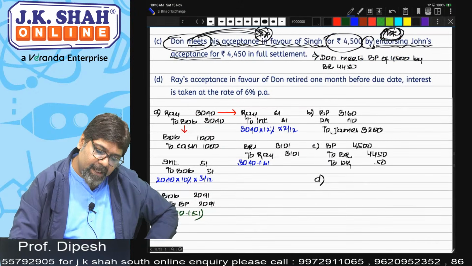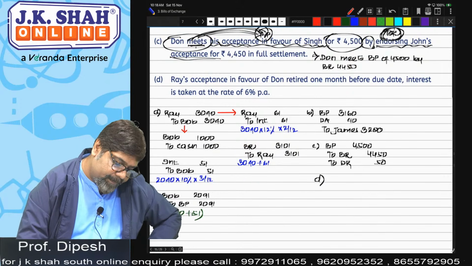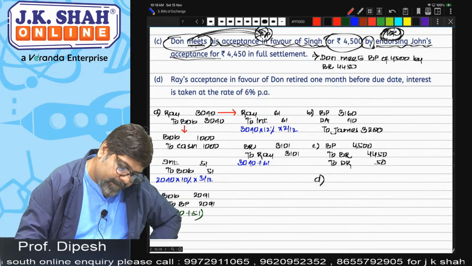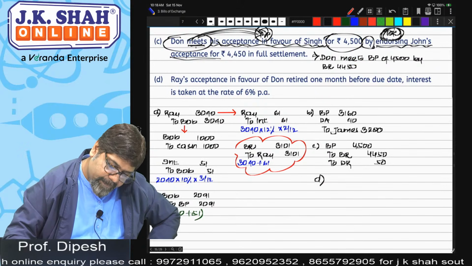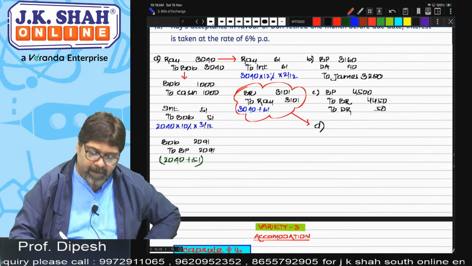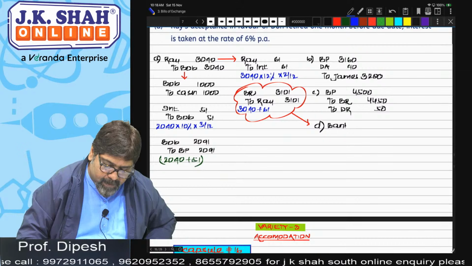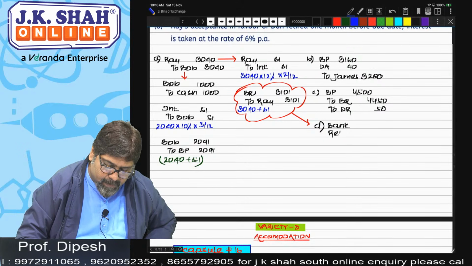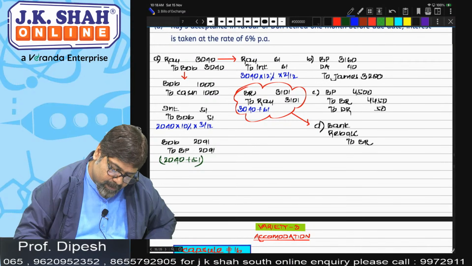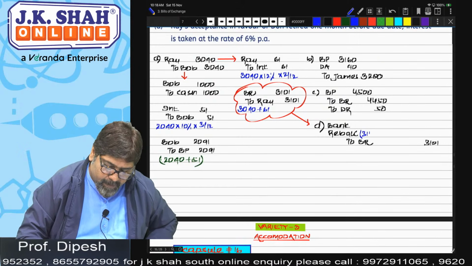Delhi's own acceptance. Raise acceptance means we are talking about this bill, in favor of Don, retired 1 month before due date. So I got the money 1 month before due date. Bank account debit, rebate account debit, to bills receivable 3,101. How much is rebate?